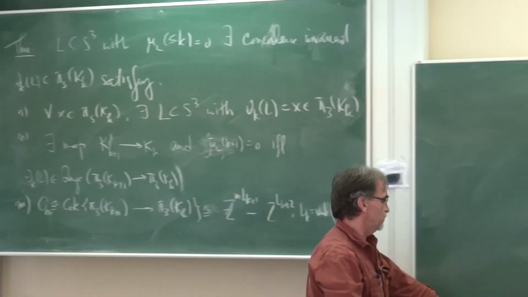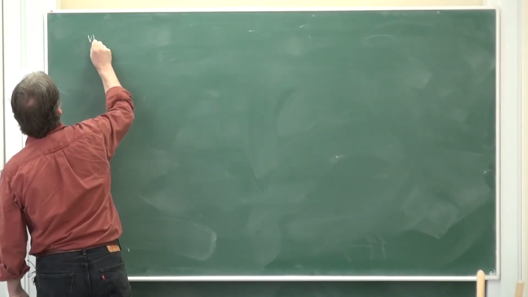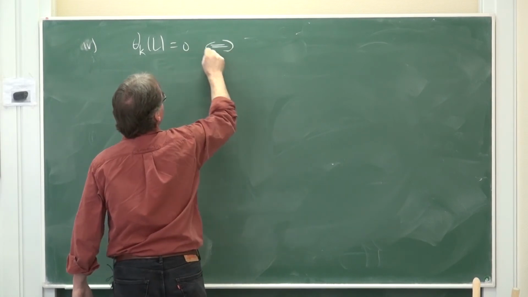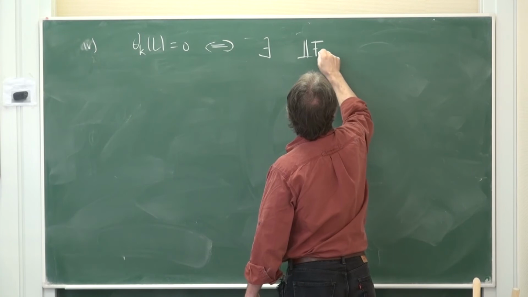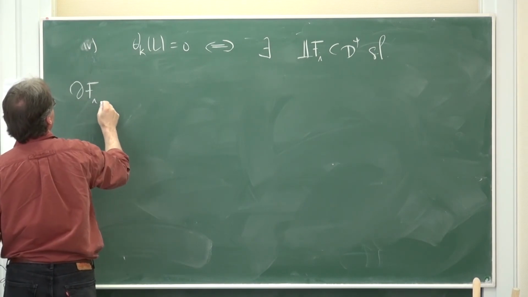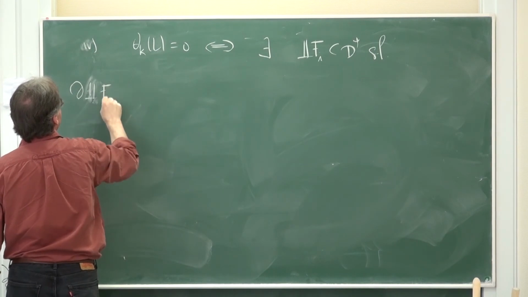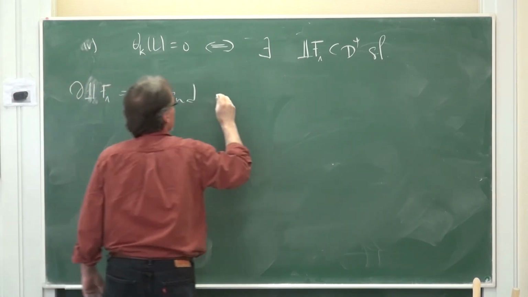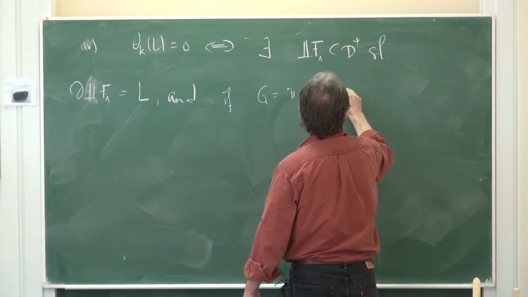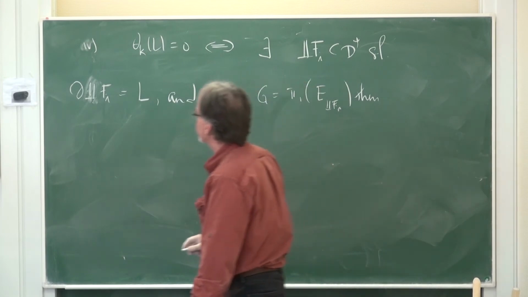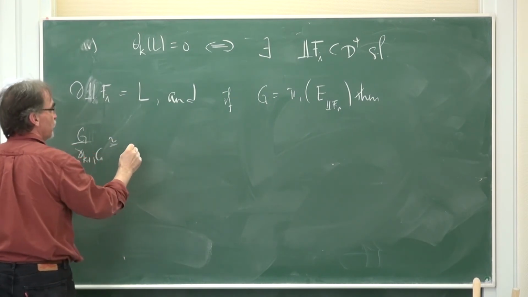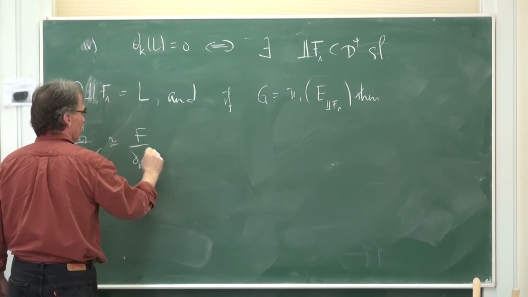You can say what it means for it to vanish, too. Theta k of L equals 0 if and only if there exists a disjoint collection of surfaces, Fi in D4, such that the boundary of this collection of surfaces equals the link, and if G equals pi 1 of the exterior of those surfaces, then G mod gamma k plus 1 of G is isomorphic to F mod gamma k plus 1 of F.